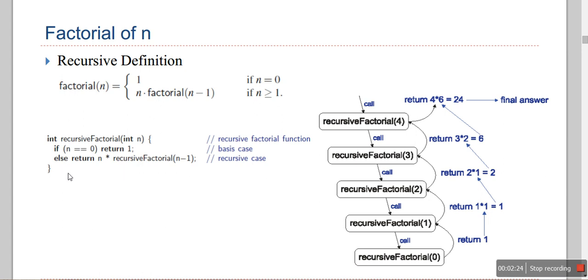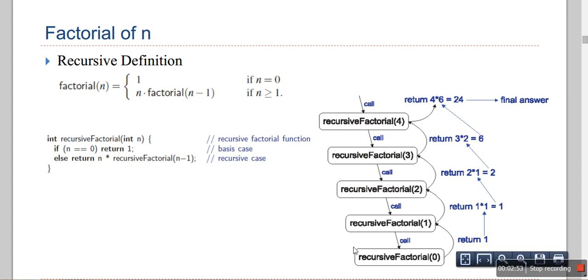In recursive factorial, this is a function we made whose input is an integer n and whose output is an integer. If n is equal to 0, then return 1, because we know the factorial of 0 is 1. Otherwise return n multiplied by the function called with n minus 1, because the factorial is the number multiplied by the less numbers. There is a diagram about this.